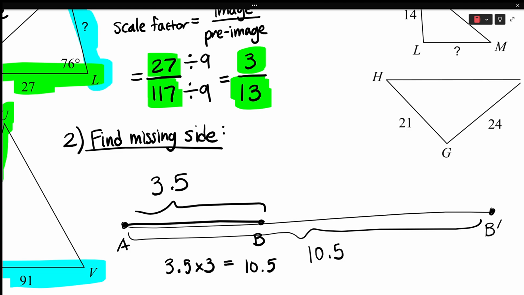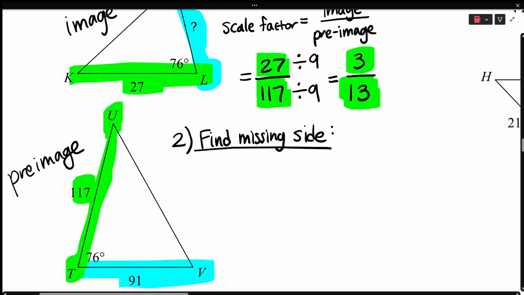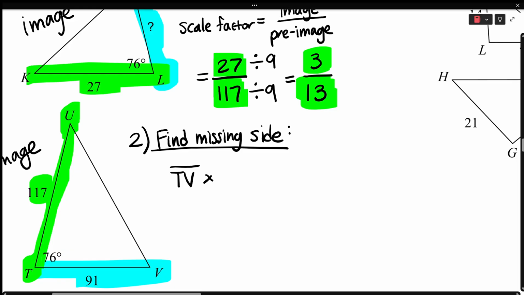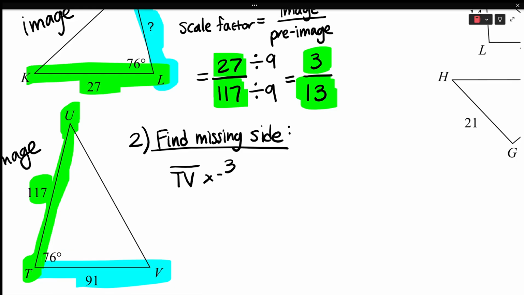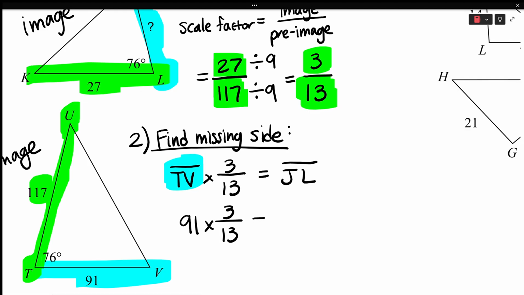So it's the same thing here. You're just going to take the original side, the pre-image, which is 91, TV. So I'm going to write that down, TV, times the scale factor. I'm going to use 3 over 13, but you could use 27 over 117. And that should equal our side JL. I already know that TV is 91. So I'm going to plug in 91 times 3 over 13.